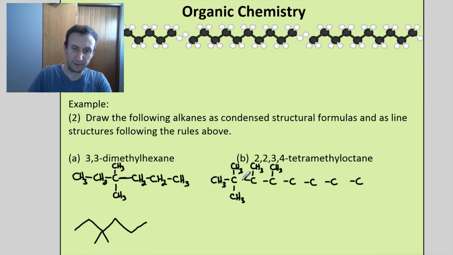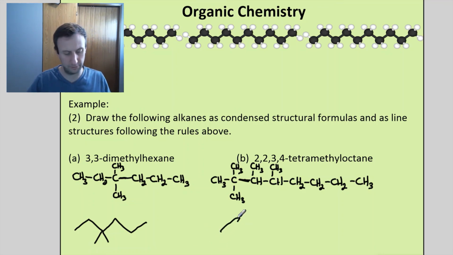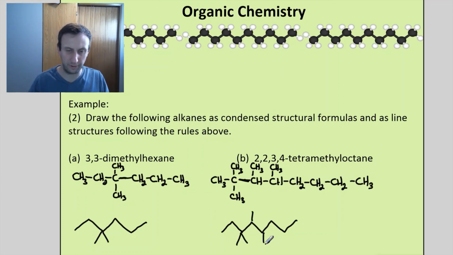I have 3 here. I have none here. It's already got 4 bonds. I have 1 here. 1, 2, 3, 4. 1 here. 1, 2, 3, 4. 2 here. 2 here. 2 here. And 3 there. For my line diagram, 1, 2, 3, 4, 5, 6, 7, 8. Then the methyls: 2, 2, 3, 4. And that's my line diagram for the same thing.